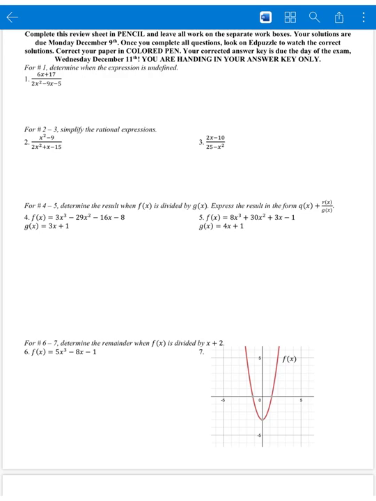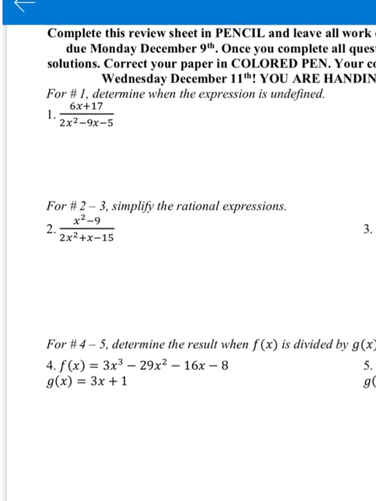Alright guys, so we're going to start reviewing for the second test of the second quarter. Number 1, it wants to know when the expression is undefined. Undefined is when the denominator, so this 2x squared minus 9x minus 5, is when the denominator equals 0.